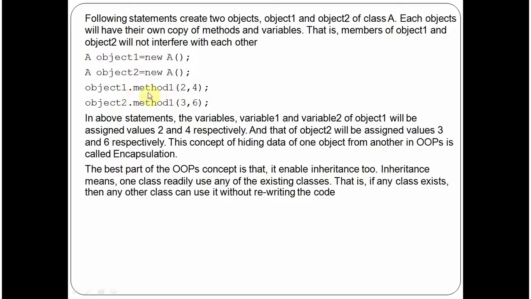If method 1 is called by object 1 with 2 and 4 values, the values will be confined to object 1 only. That means 2 and 4 will be assigned to the local variables, say A and B, of object 1. It will never interfere with the values of object 2. That is because both have separate premises. No object will interfere with the values or members of another object. This is its beauty. This concept of hiding the values of one object from another is known as encapsulation. So this is the benefit of using OOPS. The best part is that you can have several objects and each has its own values. Nobody will interfere with another.